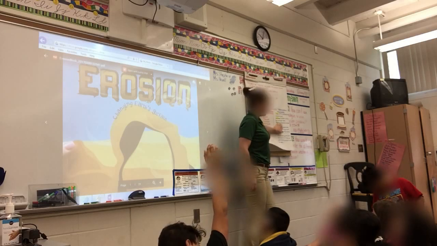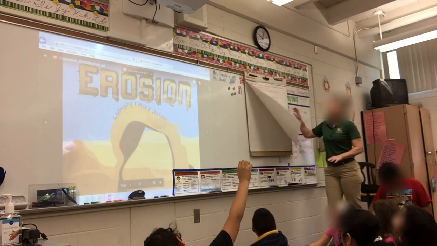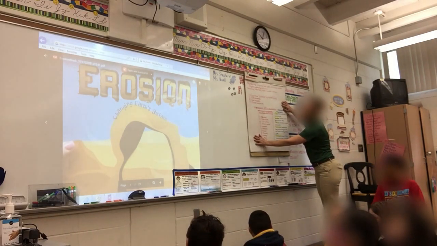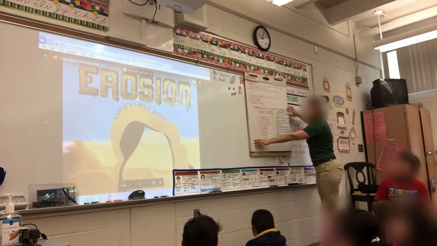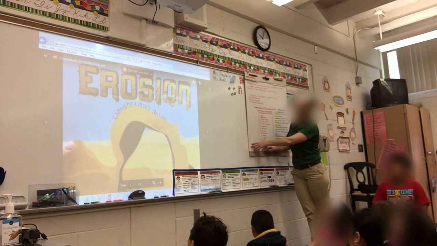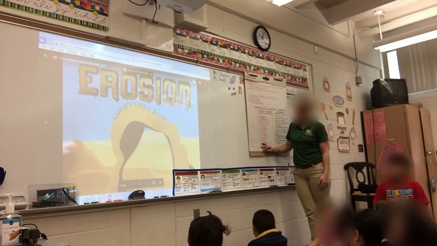So before we read, here are some words that we need to know before we read our book. Yes? It's a book or...? It is a book. The book, I took pictures of it and I put it online so we all can see it because I don't have copies for everybody.